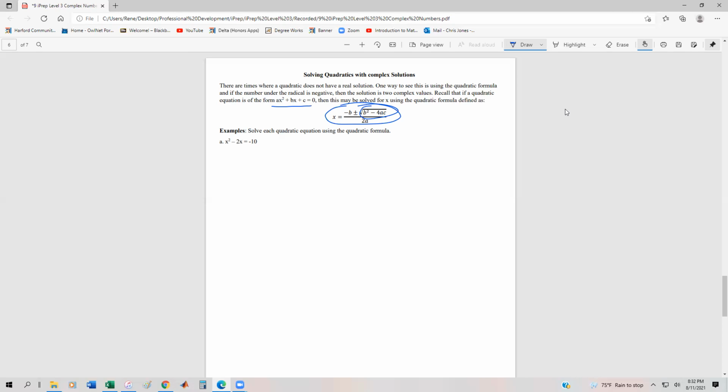So we have x squared minus 2x is equal to negative 10. The first thing we have to do is write it in the form ax squared plus bx plus c equals 0. So we're going to write this as x squared minus 2x plus 10 equals 0 by adding 10 to the left-hand side. We know that a is equal to 1, b is equal to negative 2, c is equal to 10. And we're just going to substitute those three values back into our quadratic formula.